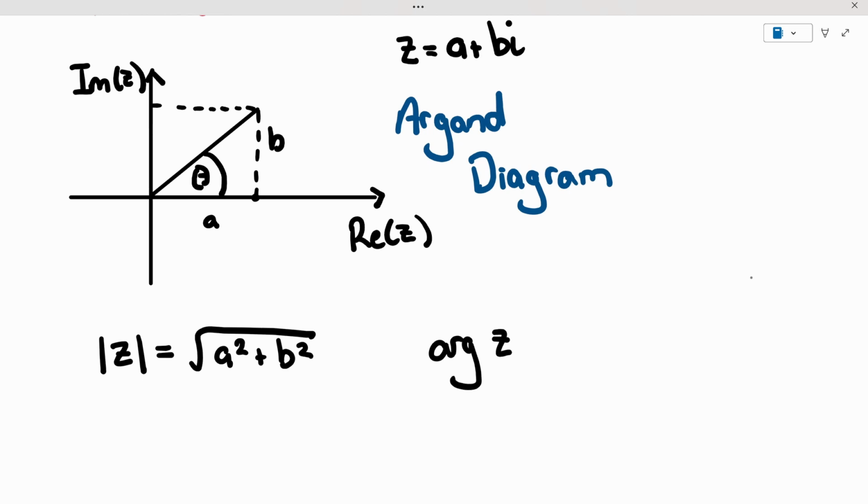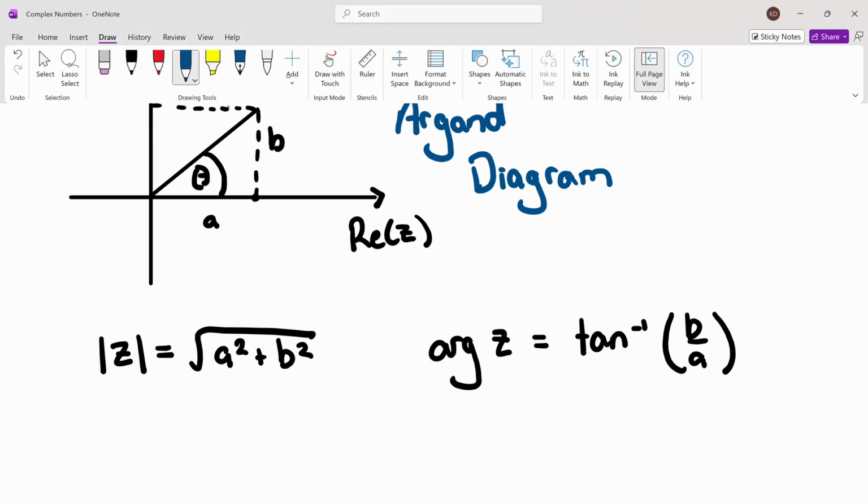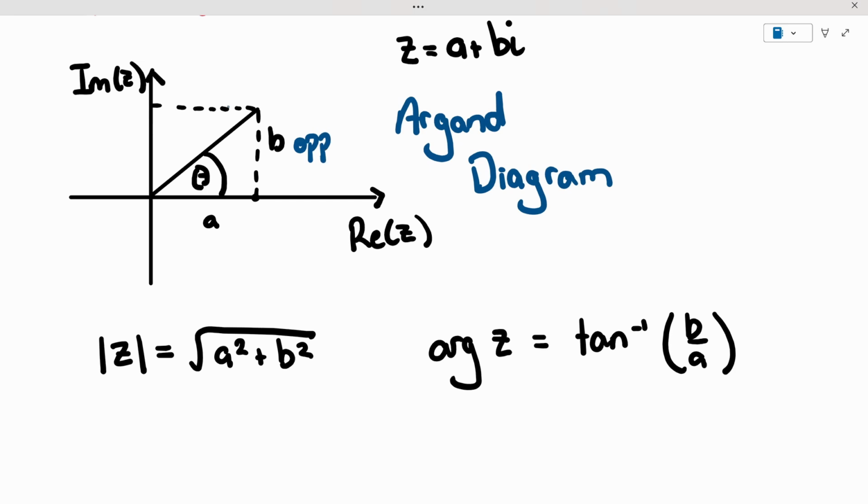And here's something interesting about this. The argument in this quadrant here is given as tan inverse of b over a. How did we get that? Well, this side here is opposite. This side here is adjacent. We know tan theta is opposite over adjacent, so theta is tan inverse of opposite b over adjacent a.